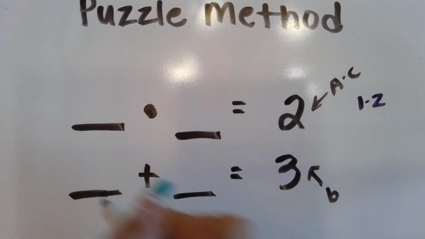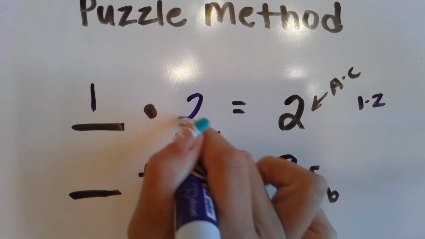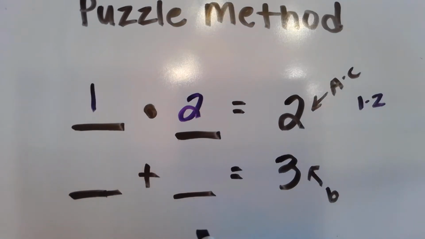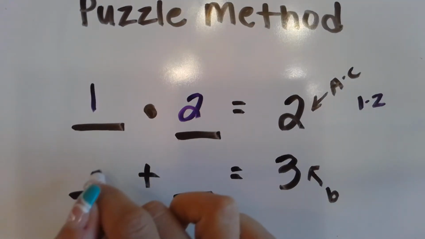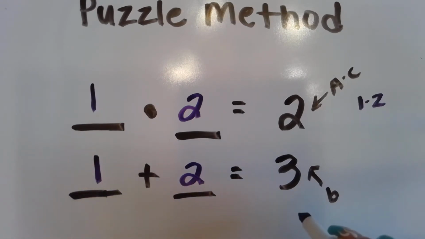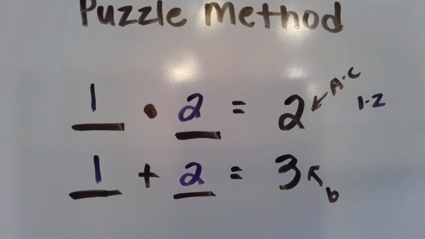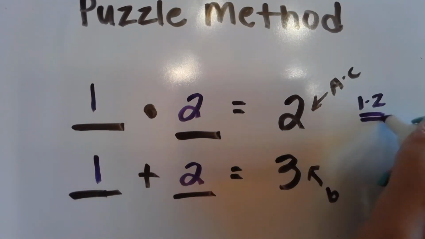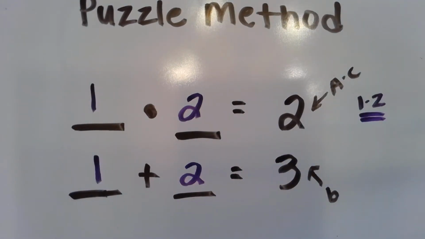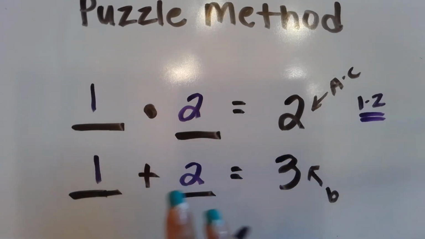So let's just try it in our blank. We have 1 times 2 equals 2. And let's see if it would work in these blanks. 1 plus 2 equals 3. That is correct. This is the only option we have when we are trying to think about what multiplies to equal 2, and it actually works. Let's look at another example.